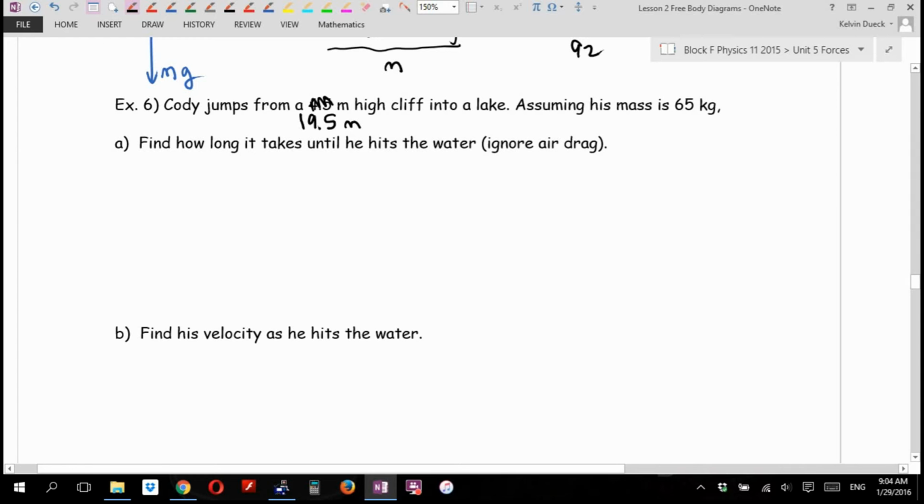Ignore air drag. I have yet to see cliff jumpers deliberately go into spread eagle skydive belly flop position. Anytime I watch someone jumping into the water, they tuck nice and tight. So we're going to ignore air drag. What's A want me to find? What else do I know?